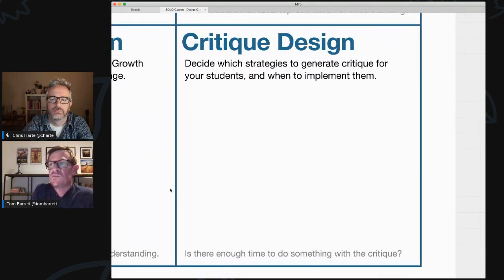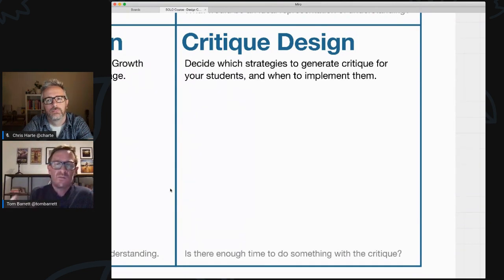And then, just as you've seen in the previous lesson, we're asking you to think carefully about the design of critique. What is it that you're going to do to generate opportunities for critique for your students? It's not just about you giving critique. It's thinking about the whole system and the whole experience that your students are working through. They might get critique from their peers, from others, from experts, from yourself, or they might generate some of that themselves.